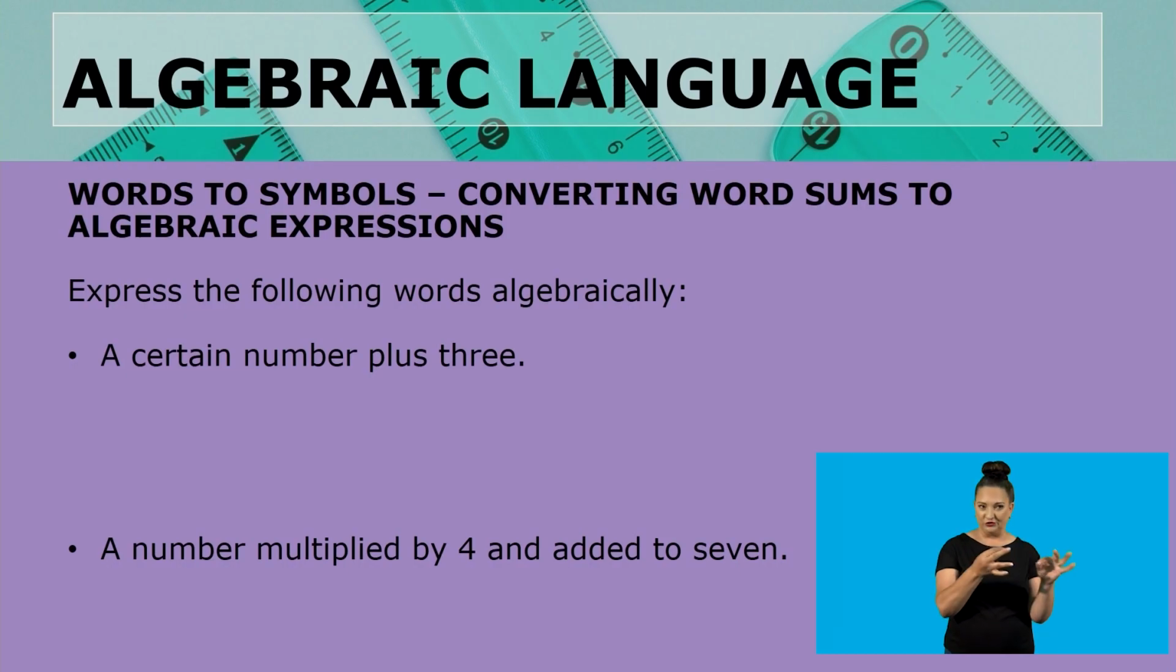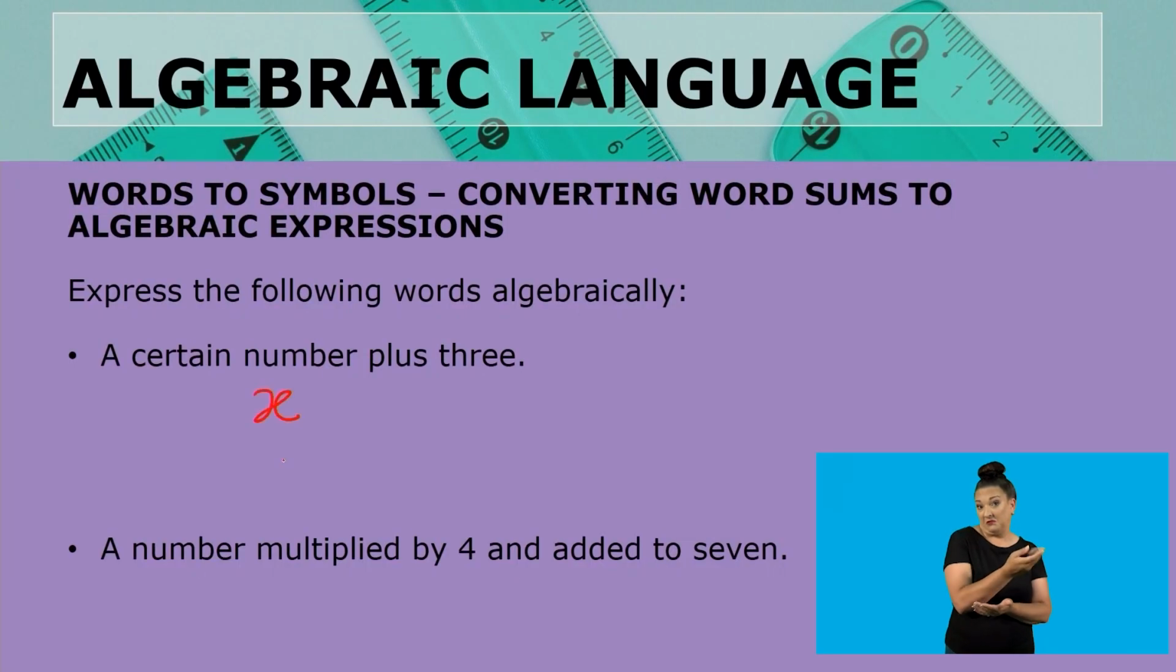So express the following words algebraically. The first bullet there says a certain number plus 3. Now, when they say a certain number, remember, we said a variable is a letter that represents a number. So in this case, we don't know what number is being spoken of here, but we do know that it is a certain number. That means we can choose any letter that we want to represent this number. So we can say there x, and they are saying there a certain number plus 3, x plus 3. So now we've changed this sentence or these word sums to an algebraic expression.